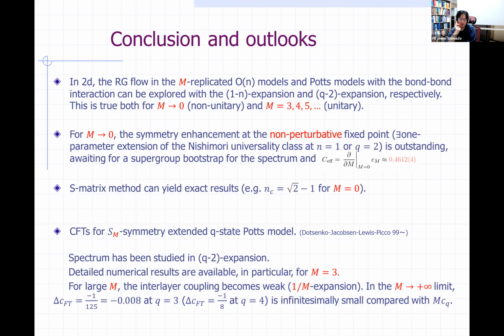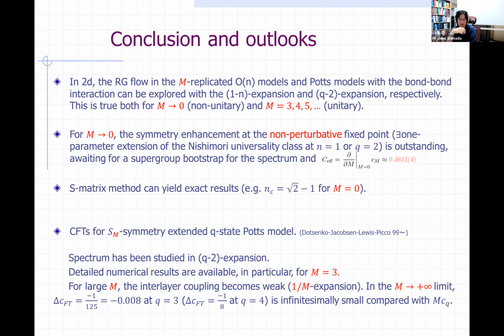And perhaps awaiting, maybe not a problem for the immediate future, but it might be an interesting target for the bootstrap. For instance, some spectrum is also measured with rather good accuracy at n equals 1. Also, an analytical derivation of this effective central charge 0.4612 is very interesting. And okay, the S-matrix method, I think it was impressive. It can find an NC that was not found in conformal perturbation theory.